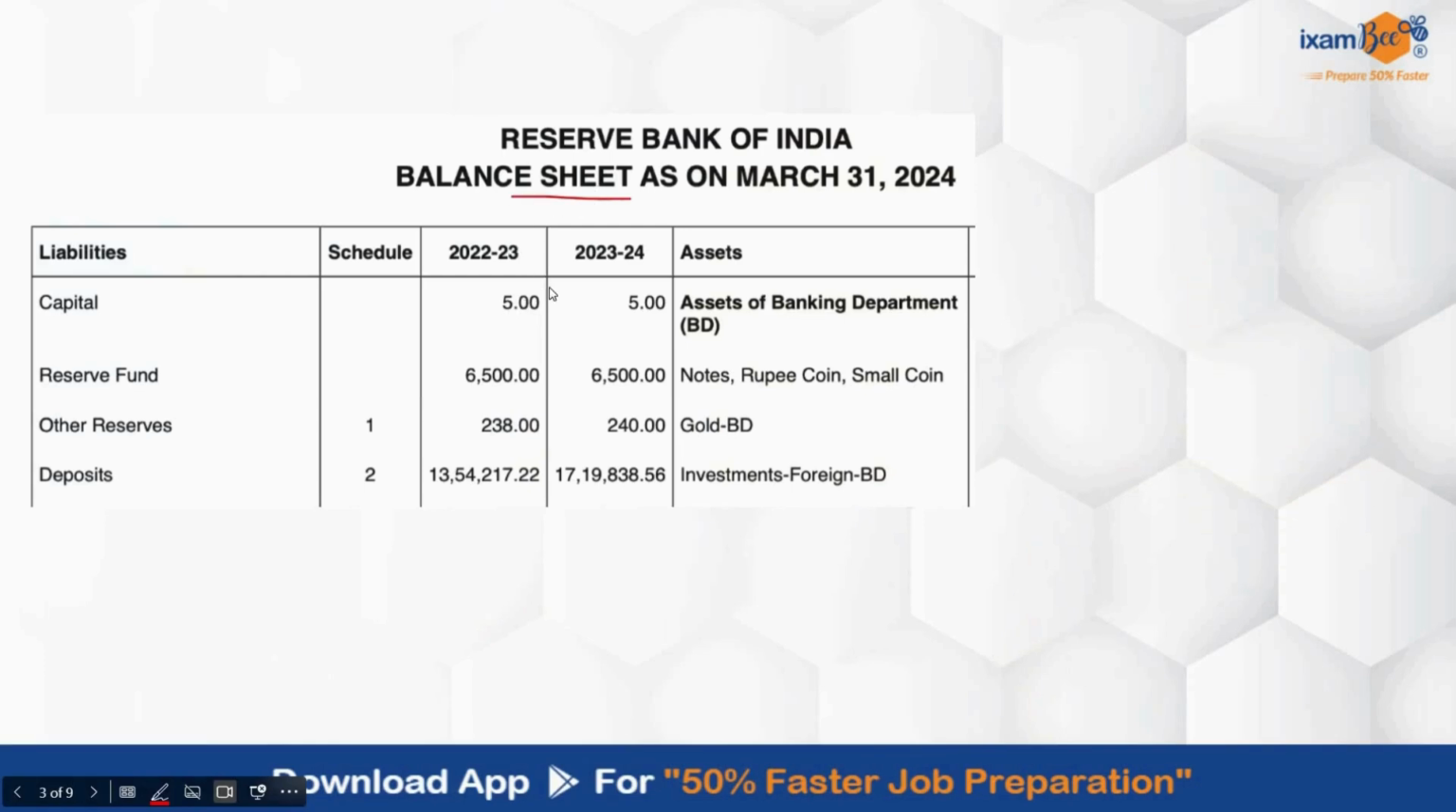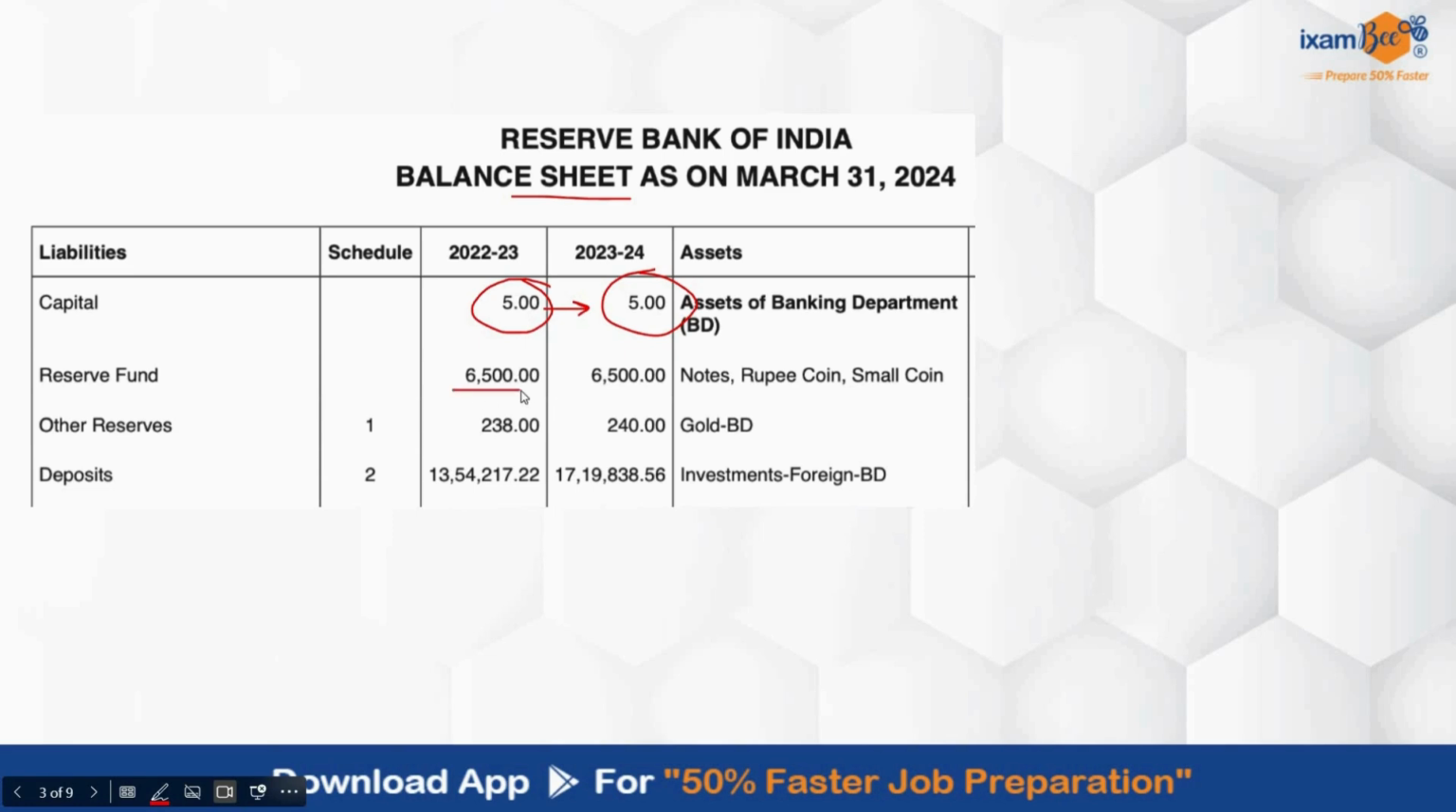of RBI and the capital is 5 crore. This amount is in crore. Don't you worry, it is not in billion dollars. It is 5 crore rupees and it is the same. You can see here, there is no change in the capital in the last 2 years, but it is the same since the beginning of RBI.